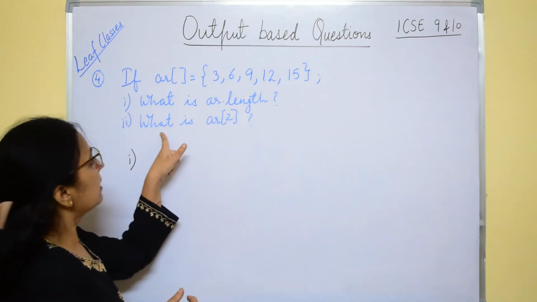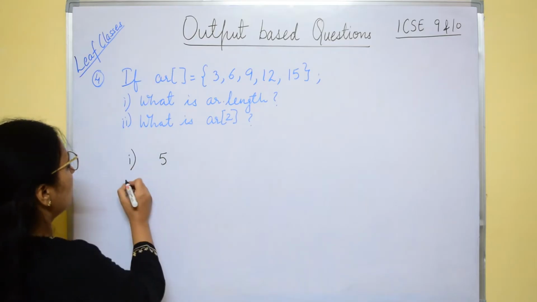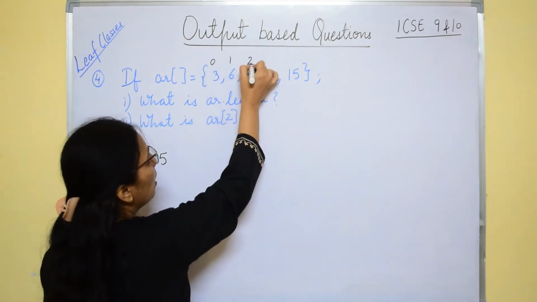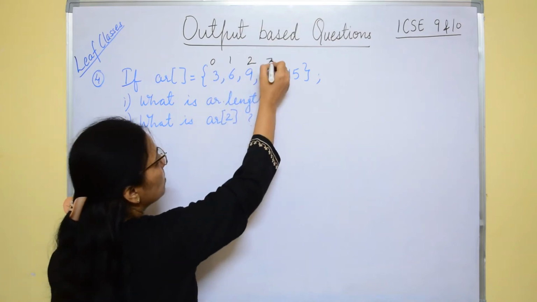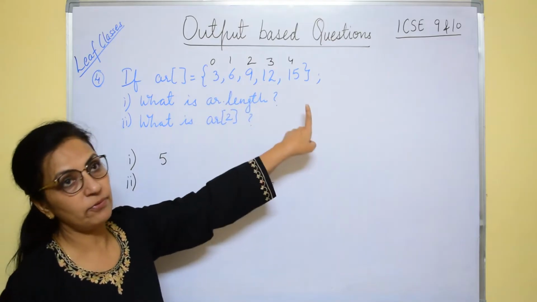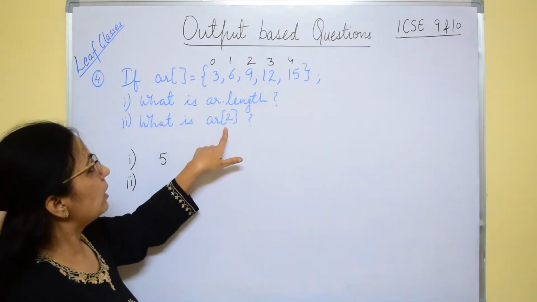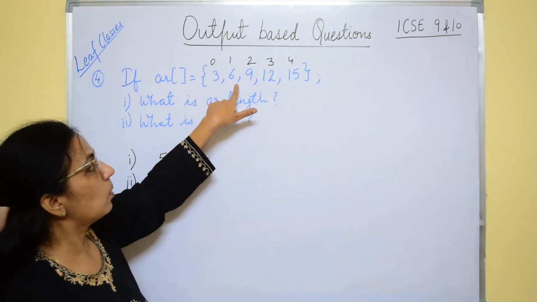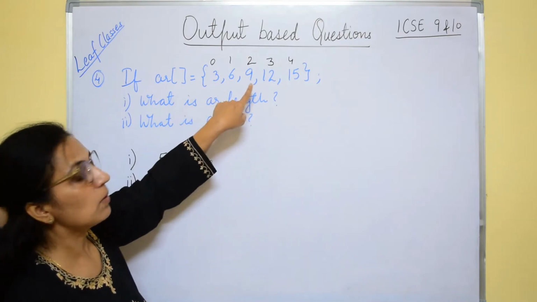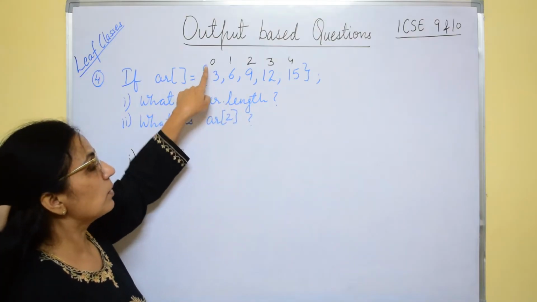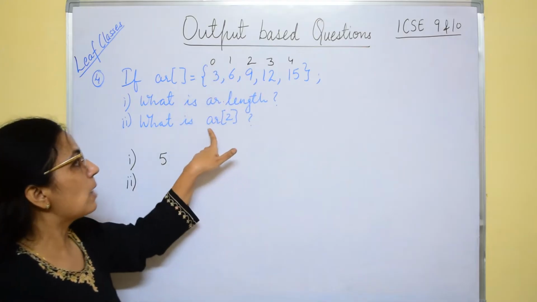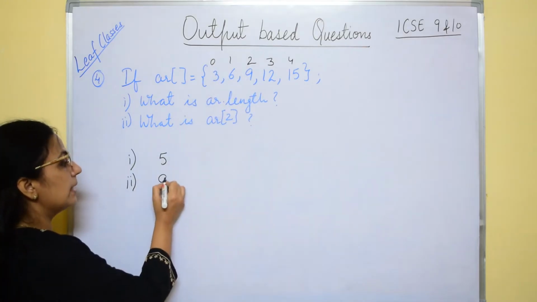The second is, what is AR[2]? This 2 is the subscript in the array. The subscript starts from 0, so you can always give the subscript number on top of the elements. Then AR[2] is 9. This is 0, 1, 2. So you don't have to calculate from 1, 2, 3. You will not do like that. Start from 0. The first subscript is always 0 in an array. So 0, 1, 2. So the answer of AR[2] is 9.